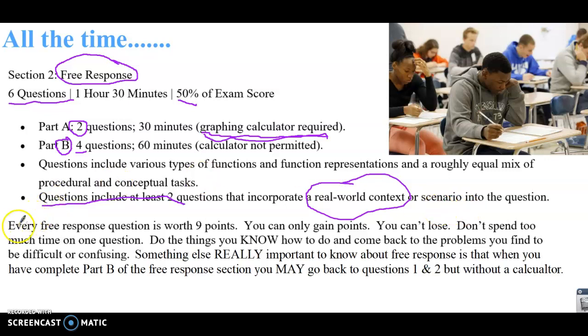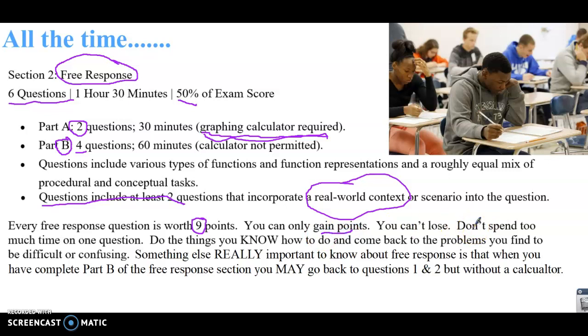Now, how are they scored? Every free response question is worth 9 points. Every single question, you can gain 9 points. And again, you can only gain, you can't lose any points here. So you've got to try, you've got to persevere.